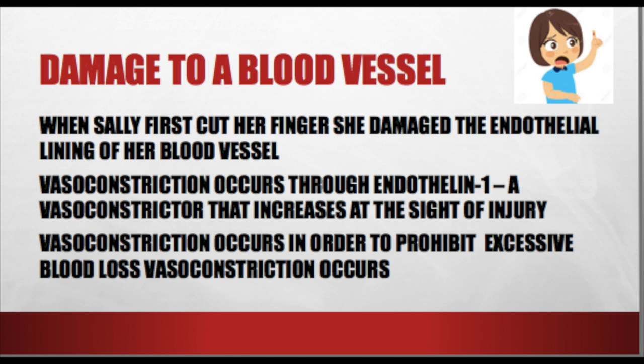When Sally first cut her finger, she damaged the endothelial cell of her blood vessel wall, initiating vasoconstriction. When there is injury, the damaged blood vessel decreases natural vasodilators in the blood, secreting extra endothelin-1. This is a peptide responsible for the positive regulation of vasoconstriction. Vasoconstriction occurs as a way to prohibit blood loss, and it also gives access for platelets to adhere to subendothelial collagen, initiating the second phase of our hemostasis formula, platelet plug formation.